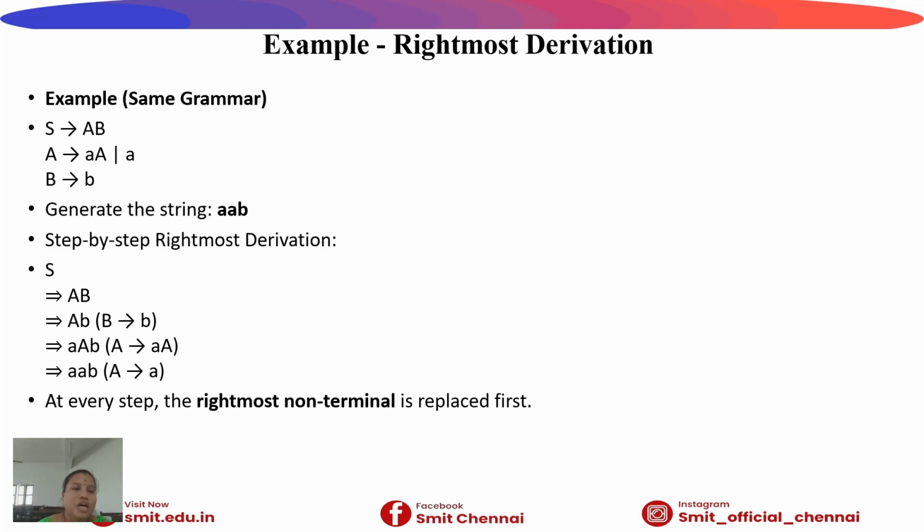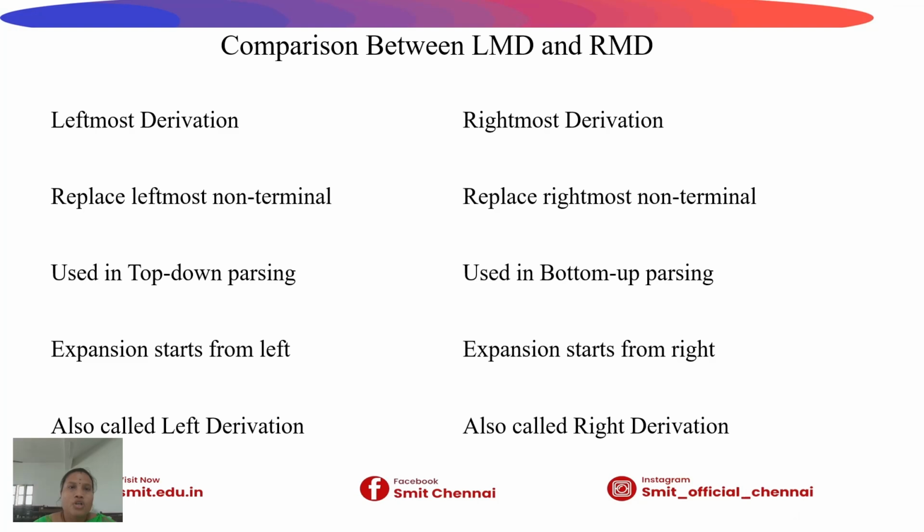In the fourth step, the right side A is substituted by small letter a. The final string aab is obtained. In every step, the rightmost non-terminal is replaced first. Now the comparison between LMD and RMD: the first replaces the leftmost non-terminal, and the second replaces the rightmost non-terminal.